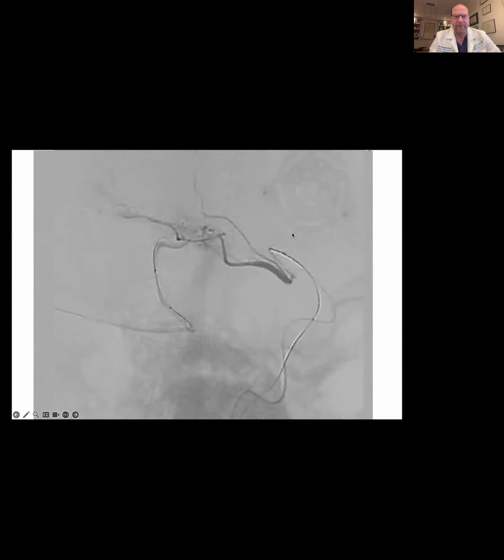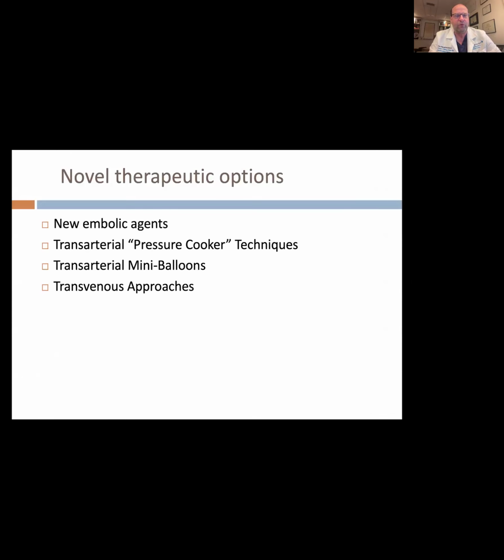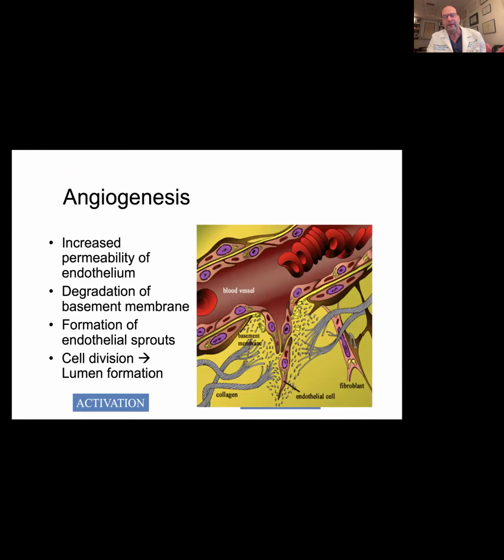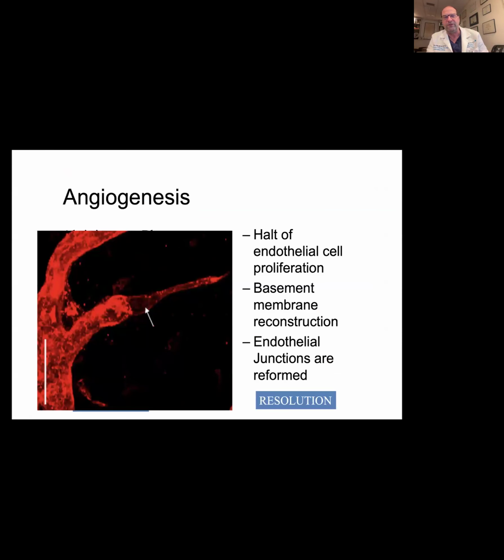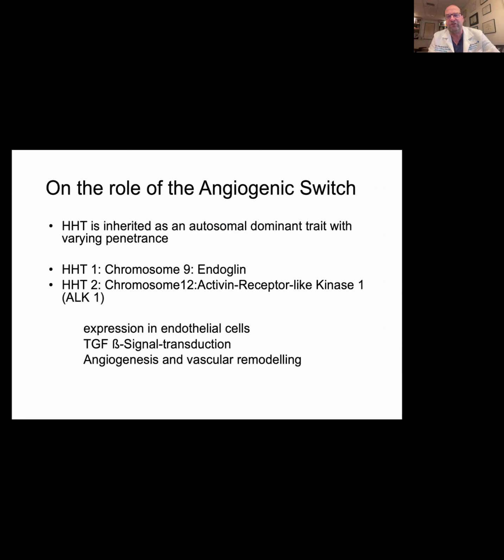For the sake of time, I will skip this example to go now towards biological treatments. The rationale is, as I told you, we have in HHT a problem between the activation and the resolution phase, i.e., a problem of the angiogenic switch.